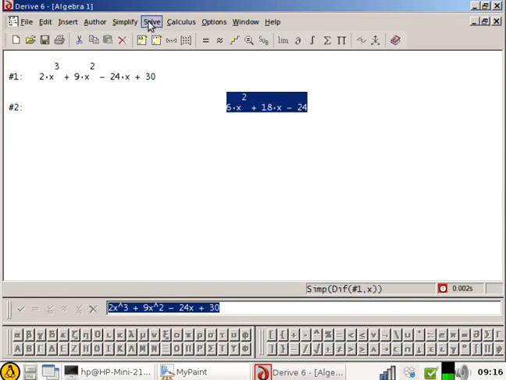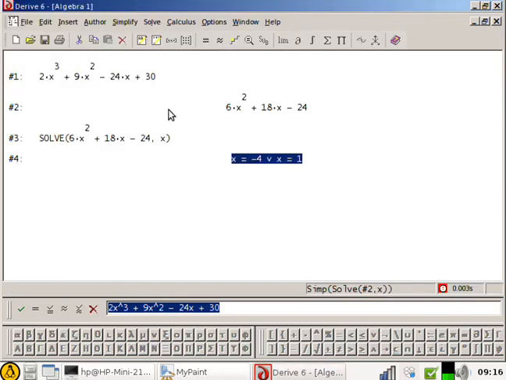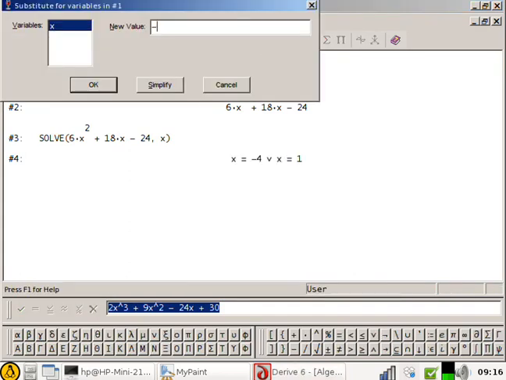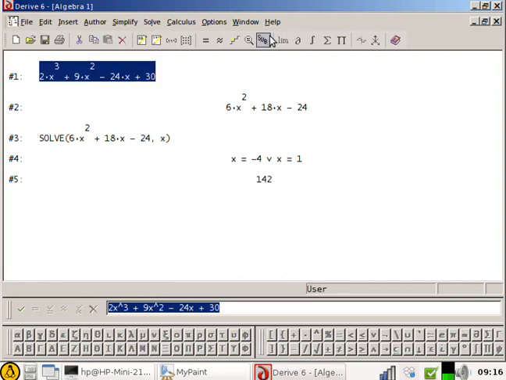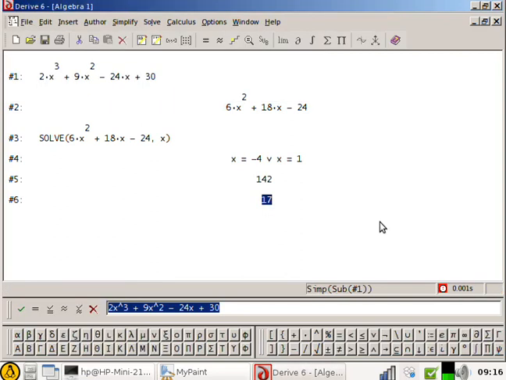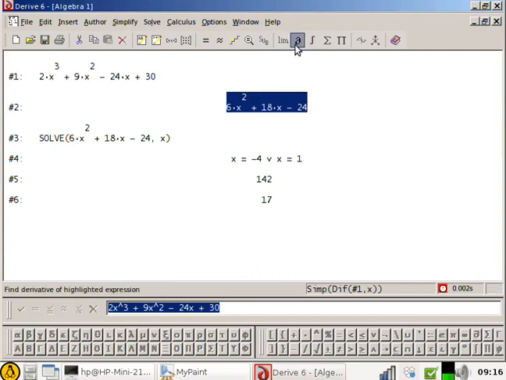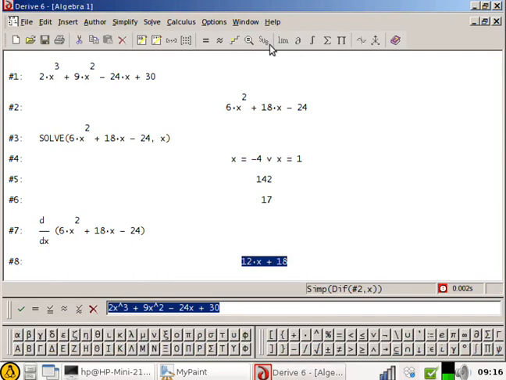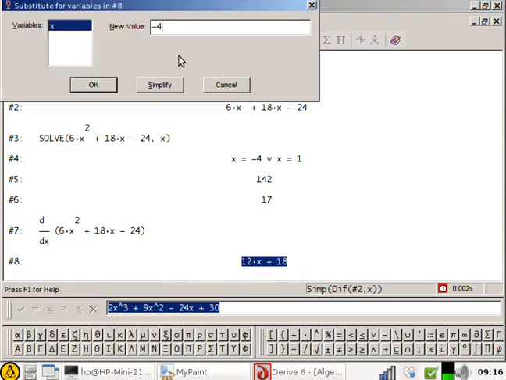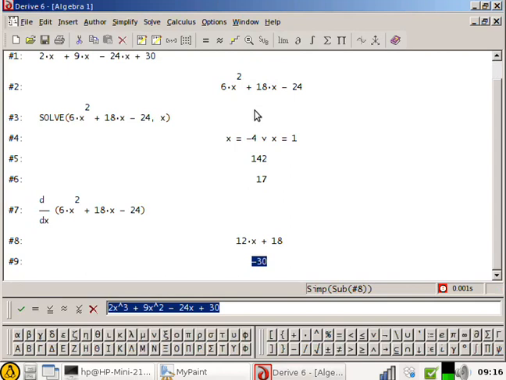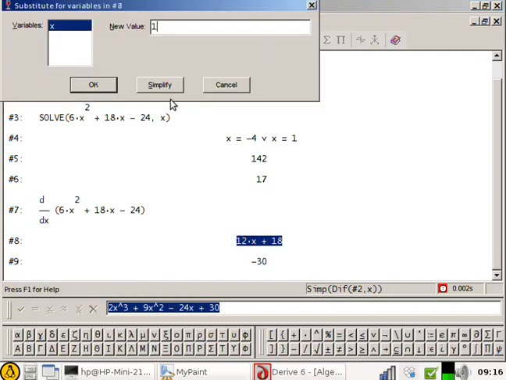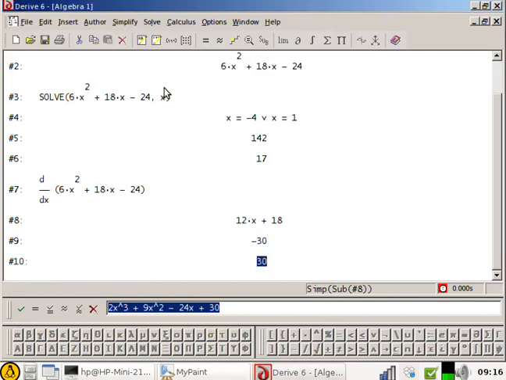And then you want to know when this is equal to 0. So minus 4 and 1 are the two answers. Then you have to sub these back in. So when you sub in minus 4, you get that. And when you sub in 1, you get that. Okay, and then we can check if it's a max or a min. So when I sub in minus 4, I get a max. And then when I sub in 1, I get the min. Okay, so that's what the answer should be.